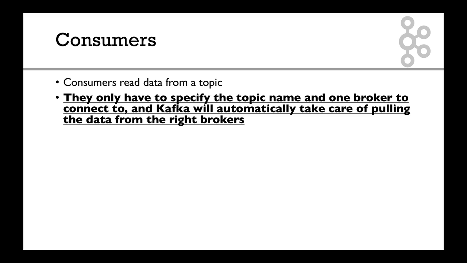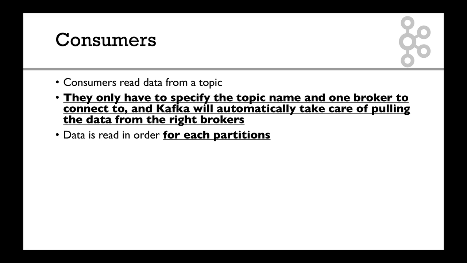All right, so now that we've seen the concept of producers, we need to see the concept of consumers, and then we'll have an entire end-to-end flow. So consumers read data from a topic, as you can expect. They only have to specify the topic name they want to read from and one broker to connect to. And similar to producers, Kafka knows that once you connect to one broker, you're connected to the entire cluster.